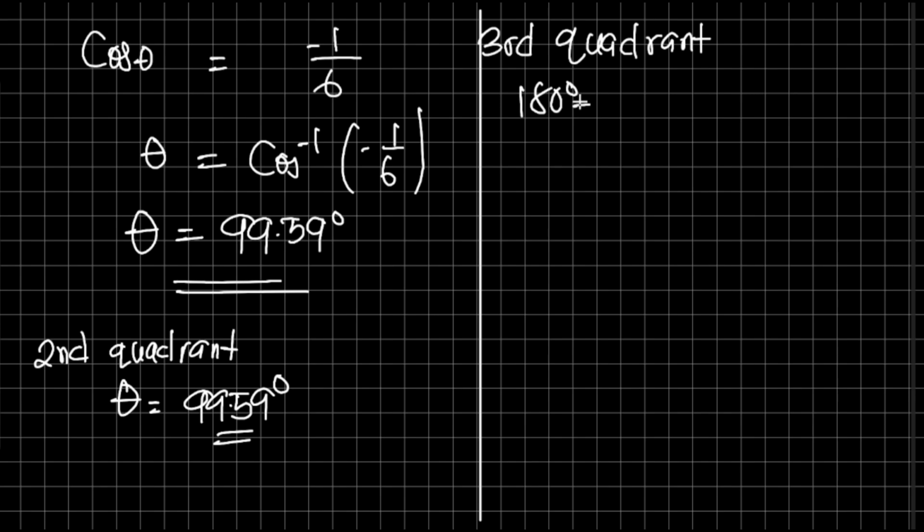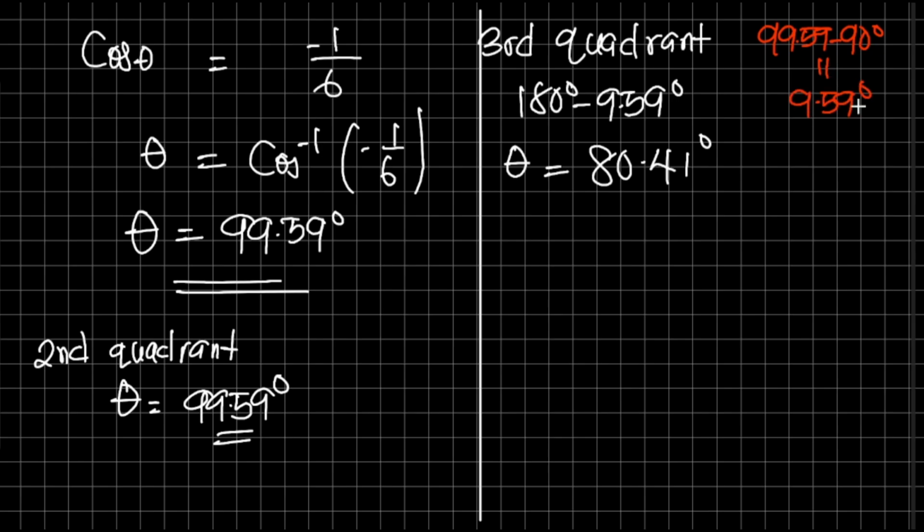What is cos answer? That will be that. So second quadrant, we have 180 minus 99.59. So theta equals 80.41 degrees. So what we basically do here is 99.59 minus 90, and then we have 9.59 to get the acute angle representation. So we now do theta equals to that.